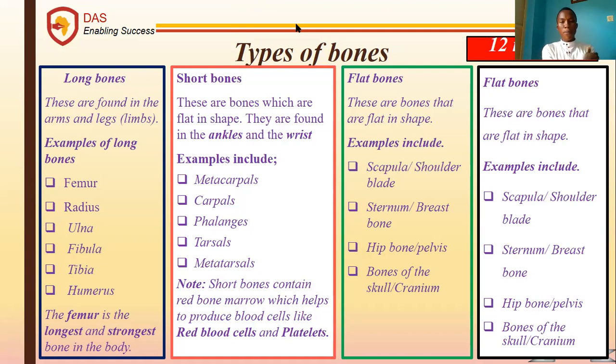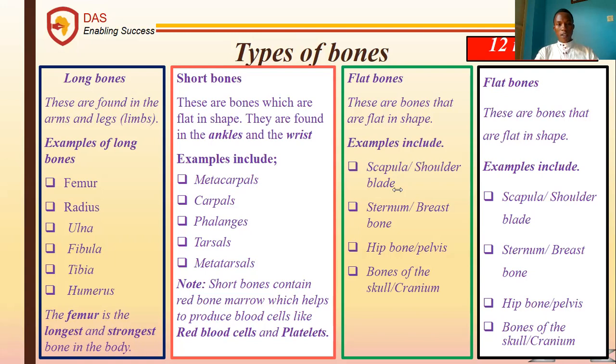Flat bones: we have the scapula or the shoulder blade, the sternum or the breastbone, and the hip bone or the pelvis, in your hips there. Then we have the bones of the skull, called the cranium. Lastly, these are flat bones, not irregular bones.